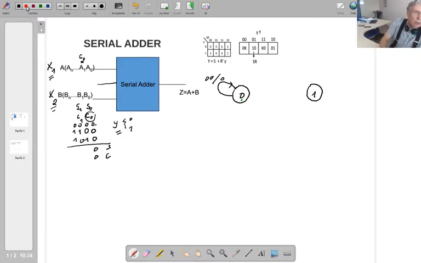When the input is 0, 0, the output is also 0. So these two inputs here are these two inputs. That is the present state, that is the green dot here, another green dot here. So the output here, let me change the color. The output is this, and this is the output. So the next state, the information that I am going to keep in my mind is that 0. So that's the present state, that's the next state.